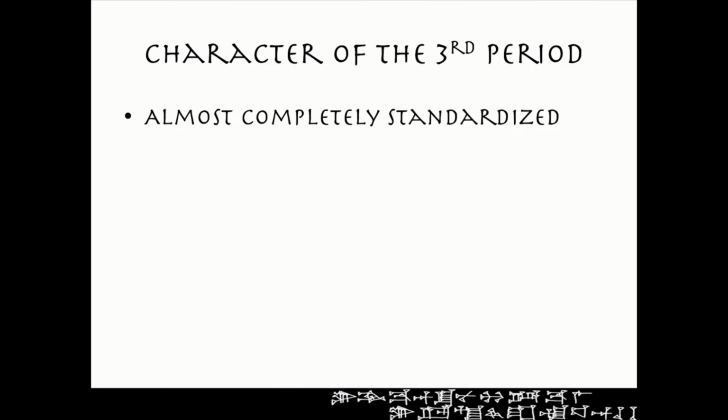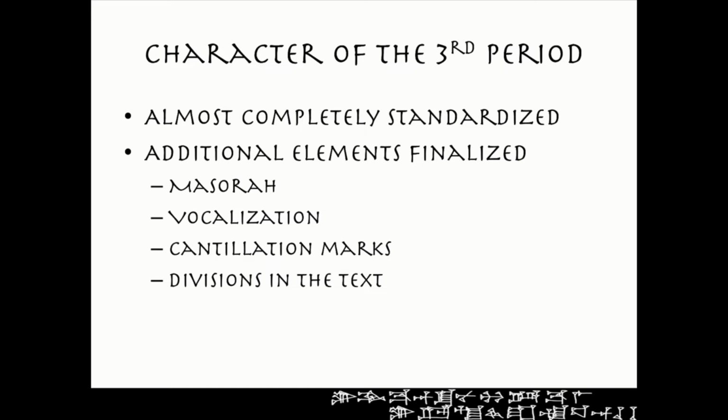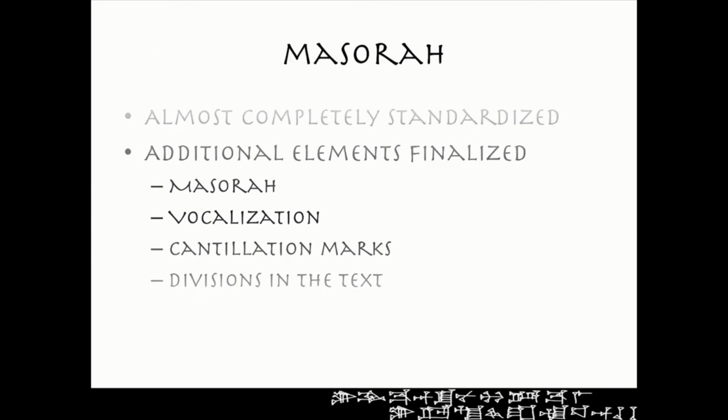So what is the character of the third period? This is where I'm going to spend some time today. By this point, the Masoretic text is almost completely standardized. You have additional elements that have been added to the text, and they become finalized during this period: the Masorah, the vocalization, the cantillation marks, and the divisions in the text. Let's take a look at each of these.